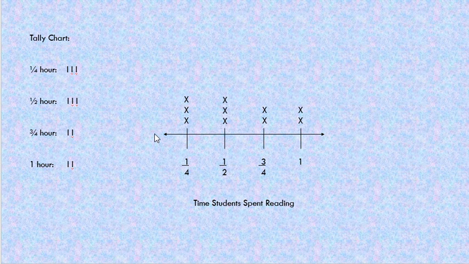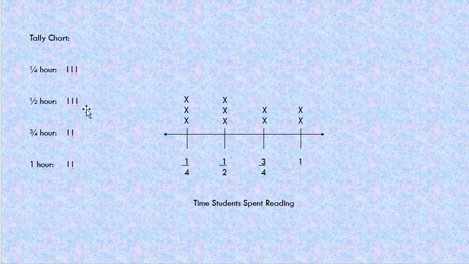You make a simple line plot by making what looks like a number line. You draw a straight line, put an arrow at each end, and then you look at your data in your tally chart. You organize your data on your line plot based on the data in your tally chart. We've labeled our line plot 1/4, 1/2, 3/4, and 1. Now, if we look at our tally chart, there were 3 students who read 1/4 hour. So above the 1/4, we would mark 3 X's.